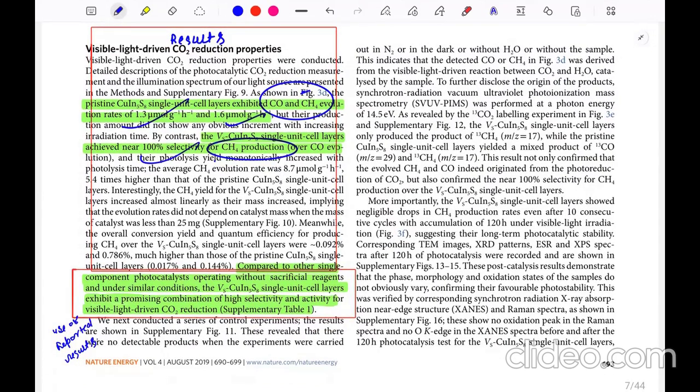So this is the result. If you read this part, compared to other single component photocatalysts operating without sacrificial reagent and under similar conditions, the sulfur vacancy copper indium sulfide single unit layer exhibits a promising combination of high selectivity and activity for visible light driven CO2 reduction. This is the use of reported results to compare with the results that they are obtaining in their paper. Okay.